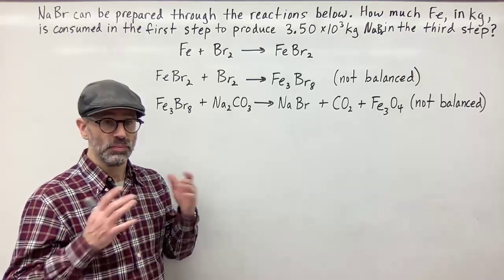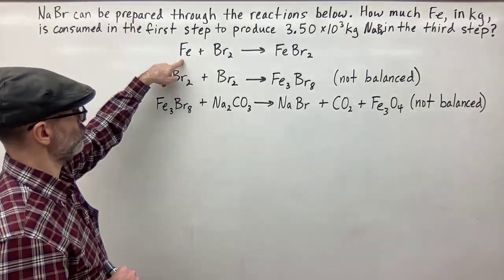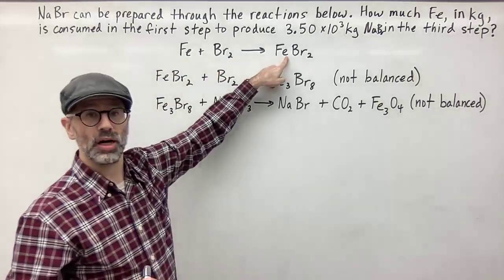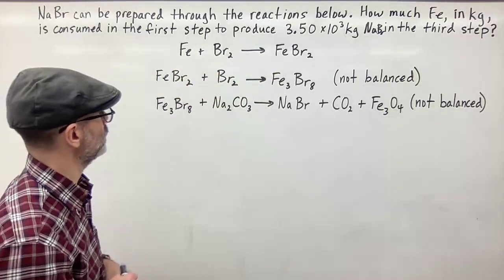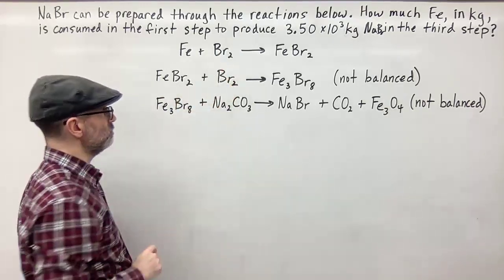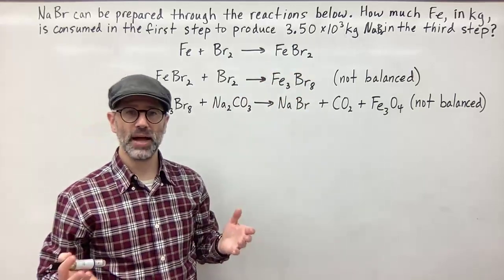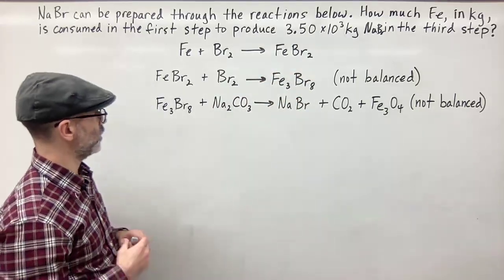Okay, so let's take a look. Here we have metal, iron, so we're going to balance that. We have one on each side, so that's balanced. And then now the nonmetals, bromine, we have two bromine here and two bromine here. So that's already balanced. So we can go to the next one.